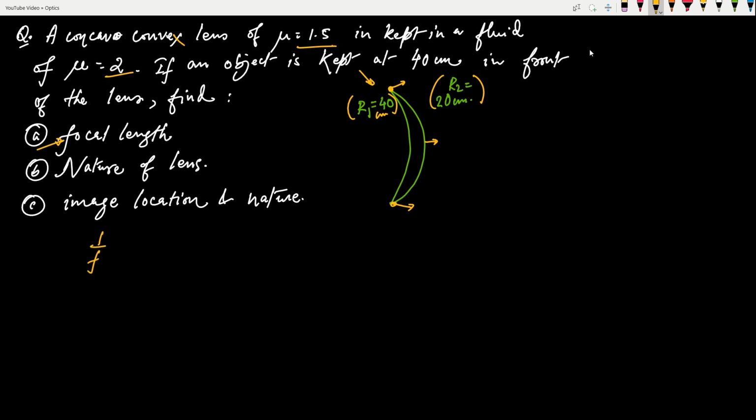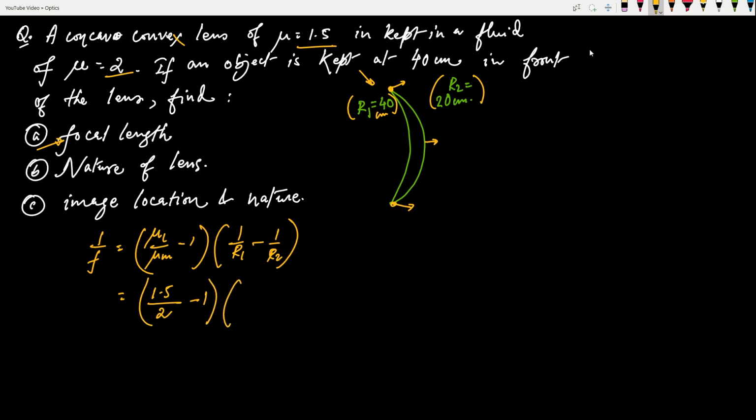So 1 by f is equal to (μL by μM minus 1) multiplied by (1 by R1 minus 1 by R2). The refractive index of the lens is given to be 1.5, and the refractive index of the medium is given to be 2, so (1.5/2 minus 1) multiplied by (1 by R1 minus 1 by R2). Now R1 should be used with correct sign. Here it is given 40 cm, but since the rays are coming in this direction, we need to measure R in the opposite direction from the pole. Therefore R1 will be negative, so it will be minus 40, minus of R2. R2 is again negative, as you can see from the figure, so it will be minus 20.